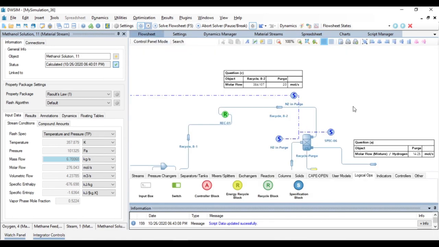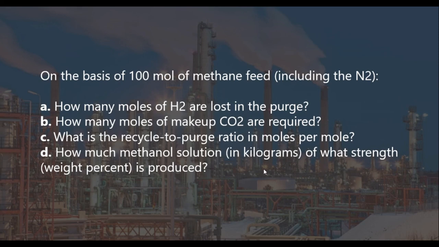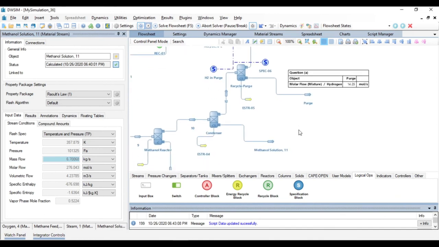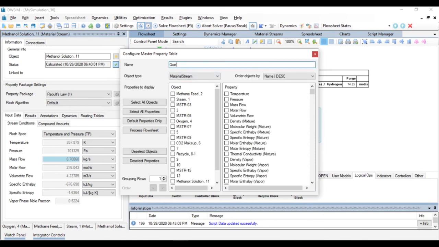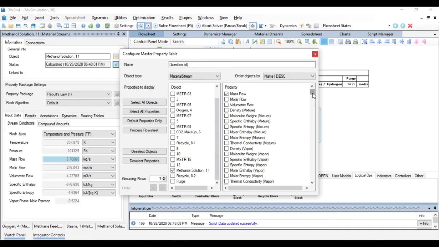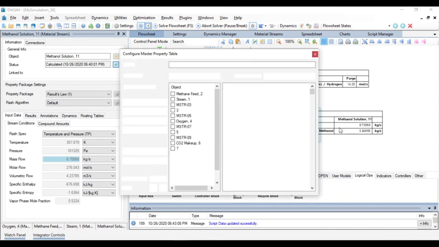So in the last question, how much methanol solution in kilograms and of what strength in weight percent is produced? So we will add another master property table. The name of this table is question D. There you go. Then the object is the methanol solution. The mass flow of the methanol solution, the stream 11, and the mass flow of the methanol mixture, methanol. Okay, let's find it. Okay, mixture. There you go. Mass flow mixture of methanol. So click exit. There you go.